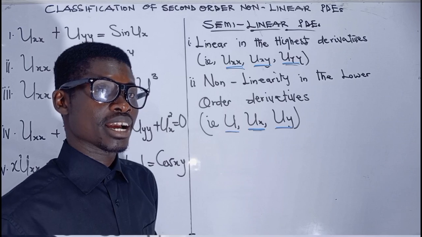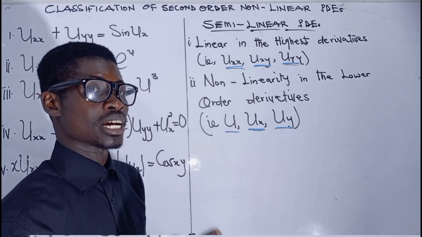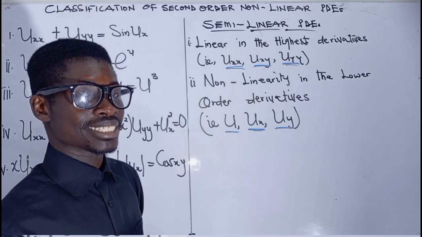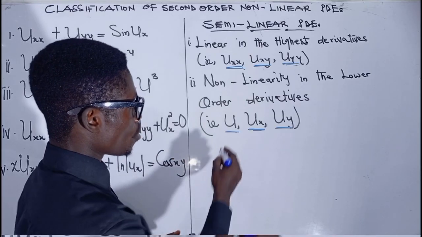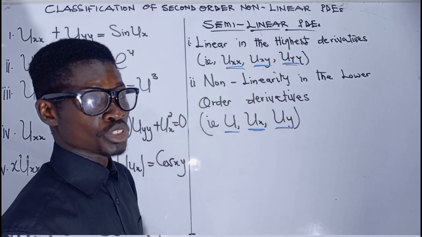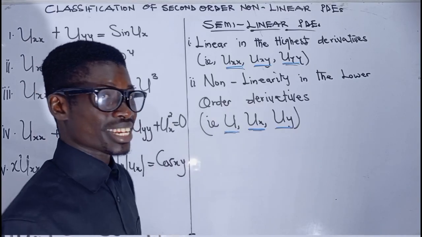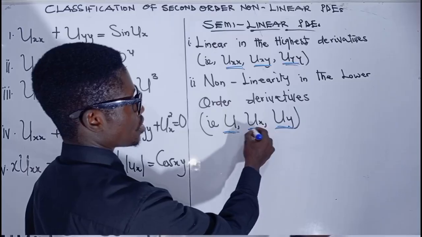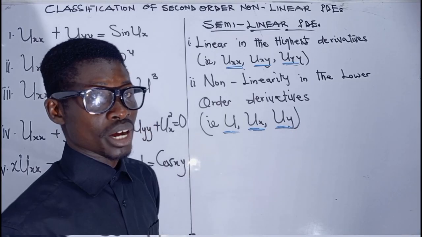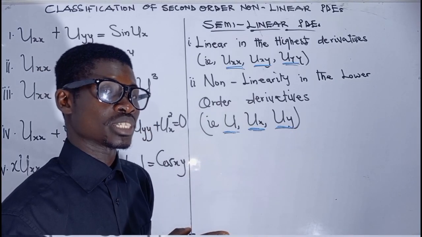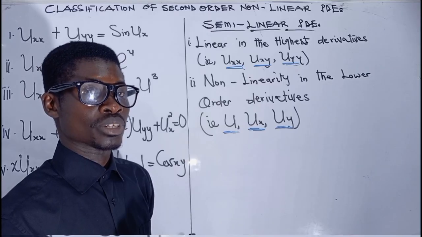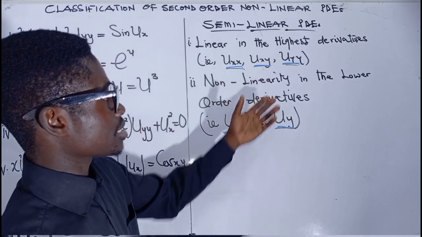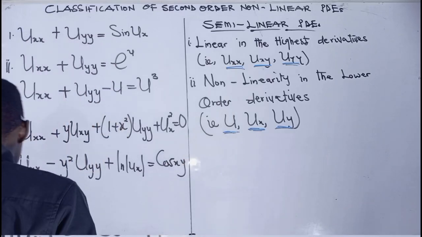If you could remember, when we were dealing with the first order nonlinear PDE under the semi-linear, we said that the non-linearity is on the u, only the dependent variable u, only this one. But with the second order, the non-linearity is going to be on the u, the ux, and then the uy. That is the difference between the first order semi-linear and the second order semi-linear PDE. So if you understand this, let's look at the examples here.